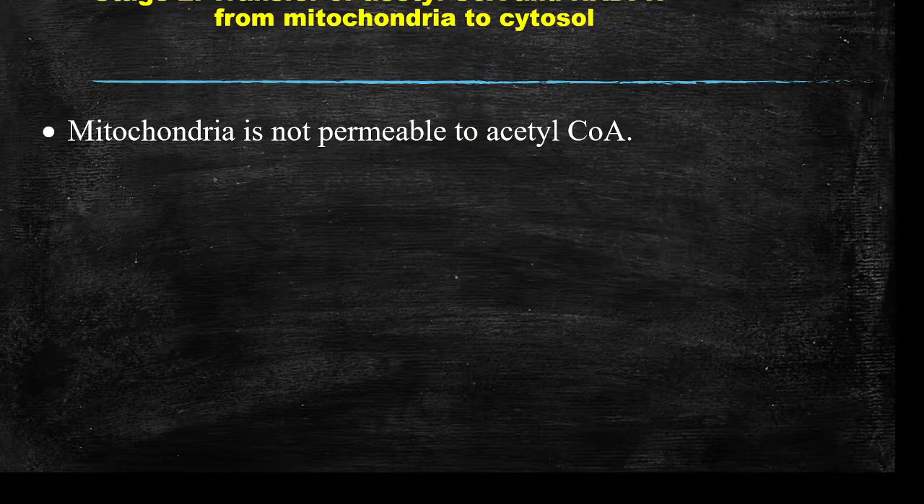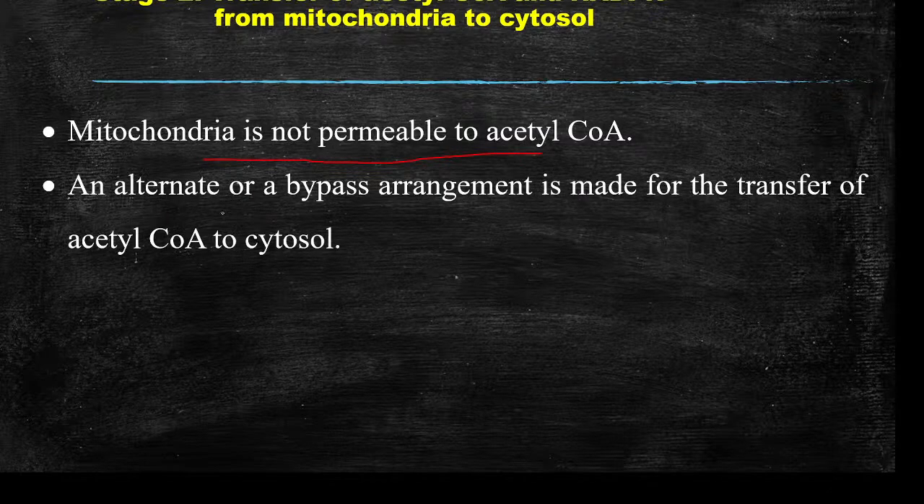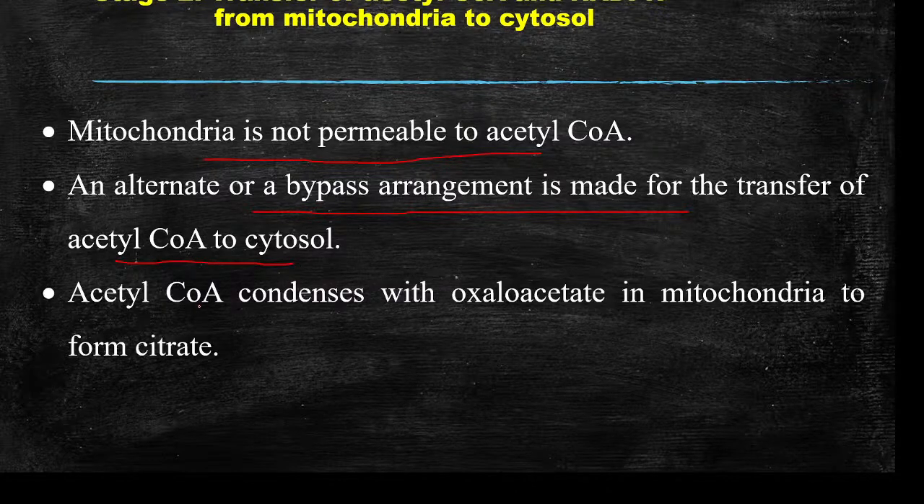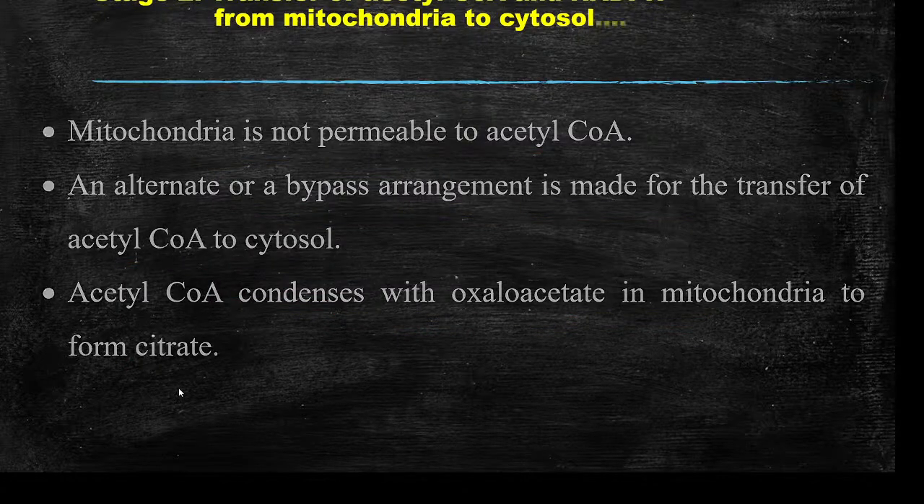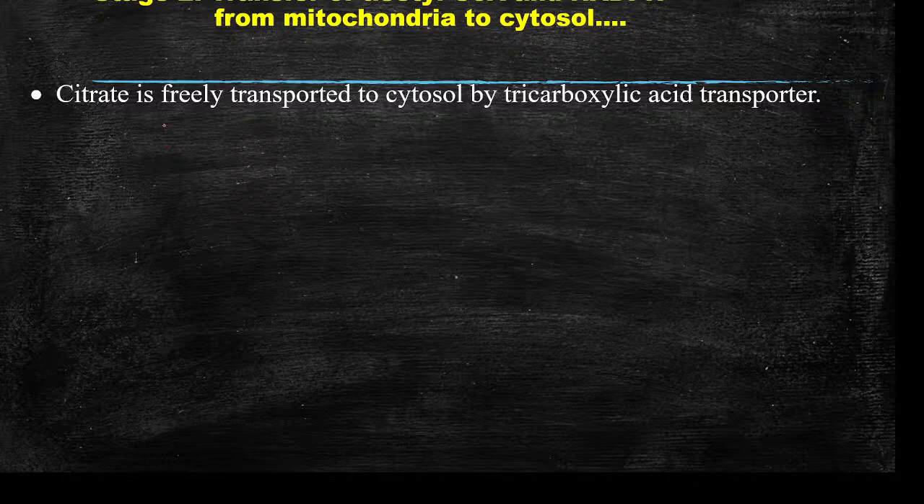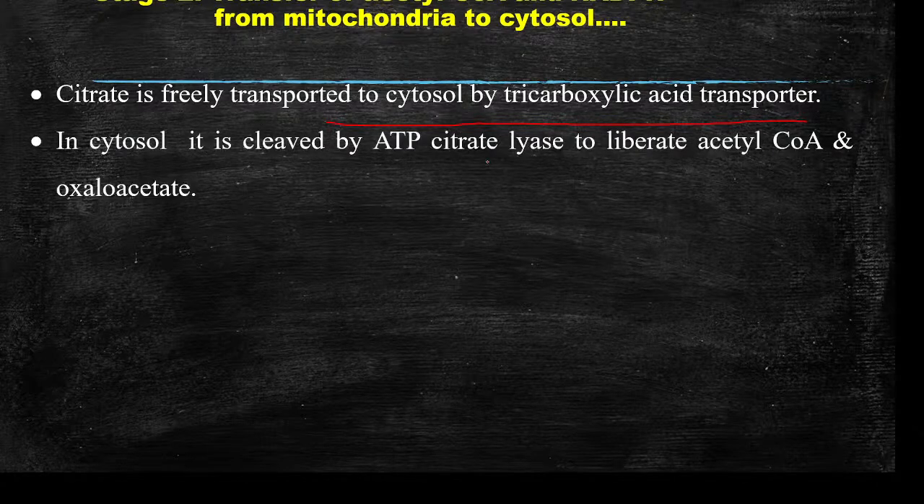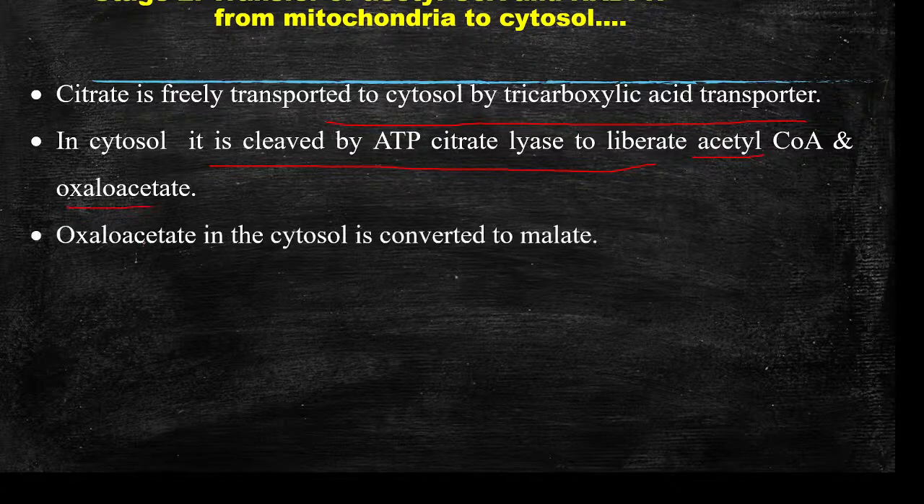So in stage 2, mitochondria is not permeable to acetyl-CoA. An alternate or bypass arrangement is made for the transfer of acetyl-CoA to cytoplasm. That is, acetyl-CoA condenses with oxaloacetate in mitochondria to form citrate. Citrate is freely transported to cytoplasm by the tricarboxylic acid transporter, and in cytoplasm it is broken down by ATP citrate lyase to liberate acetyl-CoA and oxaloacetate.